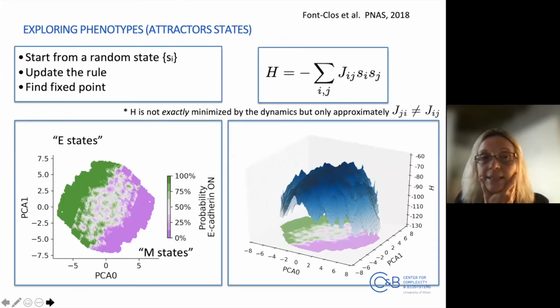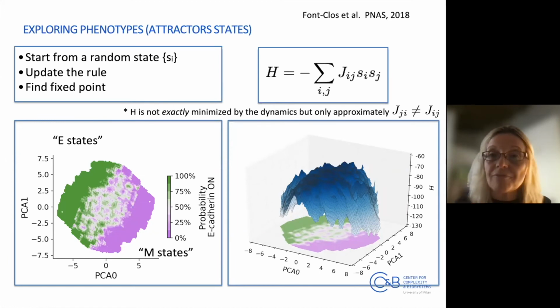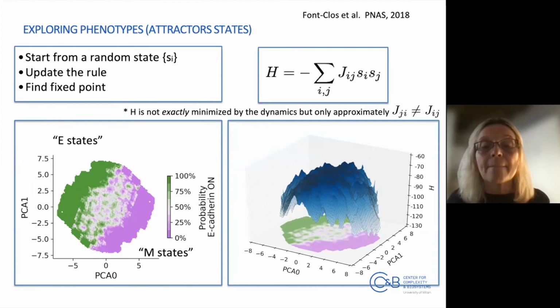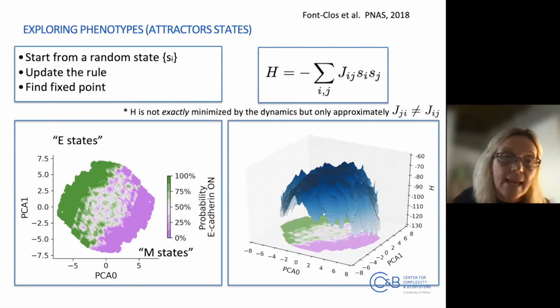What we did was we start from a random state, then we update the rule and we find a fixed point. Here you see the Hamiltonian is not exactly minimized by the dynamics, but only approximately. And what we found, and it was surprising when we saw these results, is that you have many epithelial states and many mesenchymal states. And between the two, so not just one, because we describe as biologists one E and one M. Actually, there are many E states and many M states, and between them there are many intermediate states.